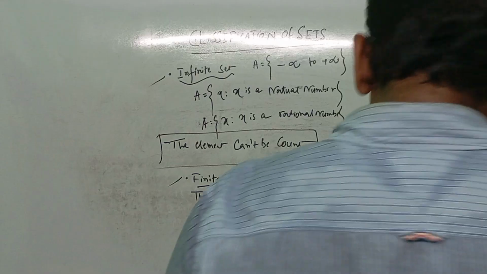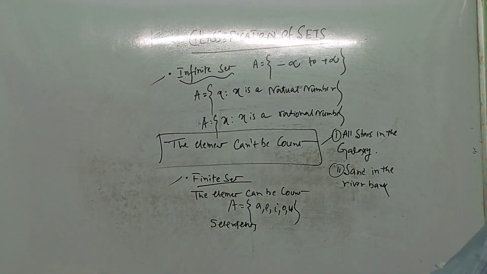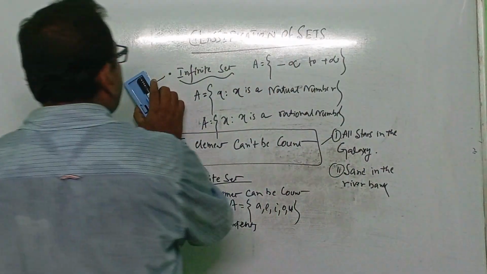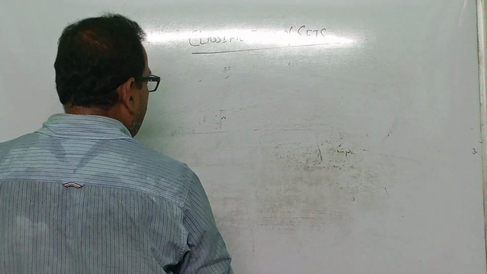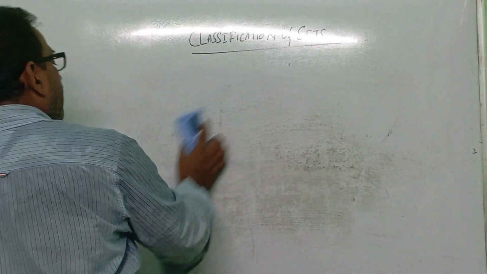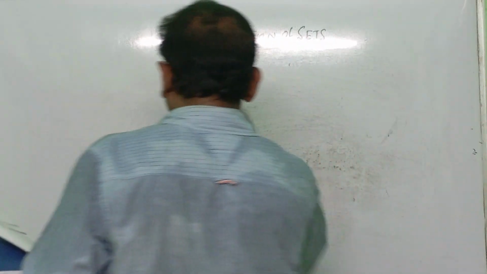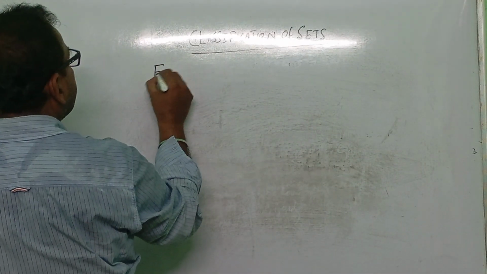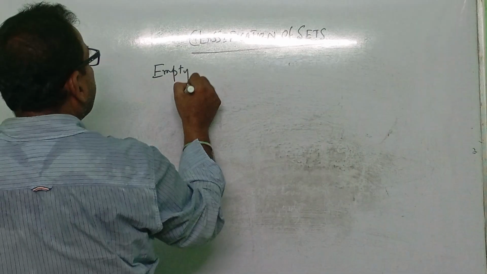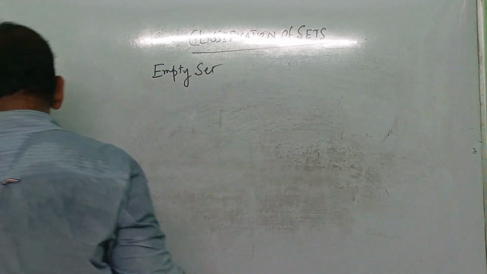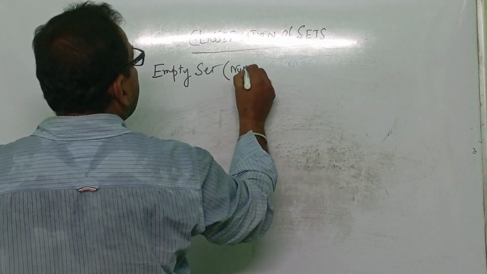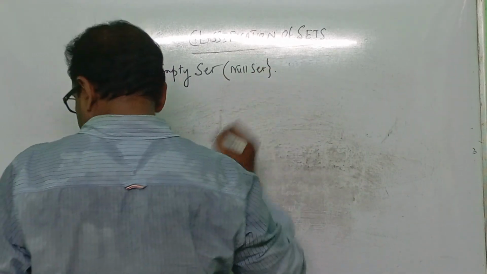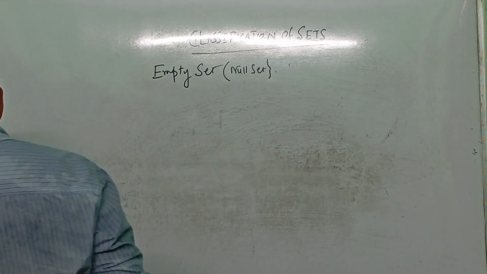Now, second is the empty set. Third one, so infinite set, finite set. We have done that, finite set and infinite set. We have written that the empty set is also called the null set.